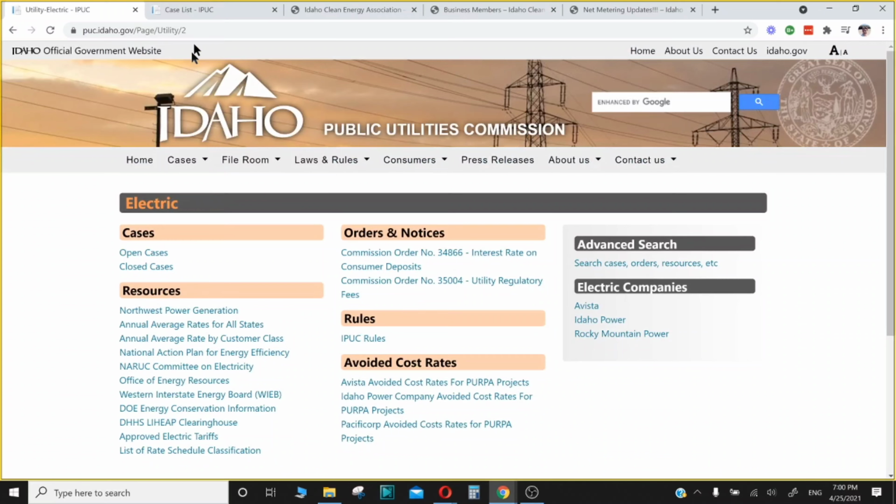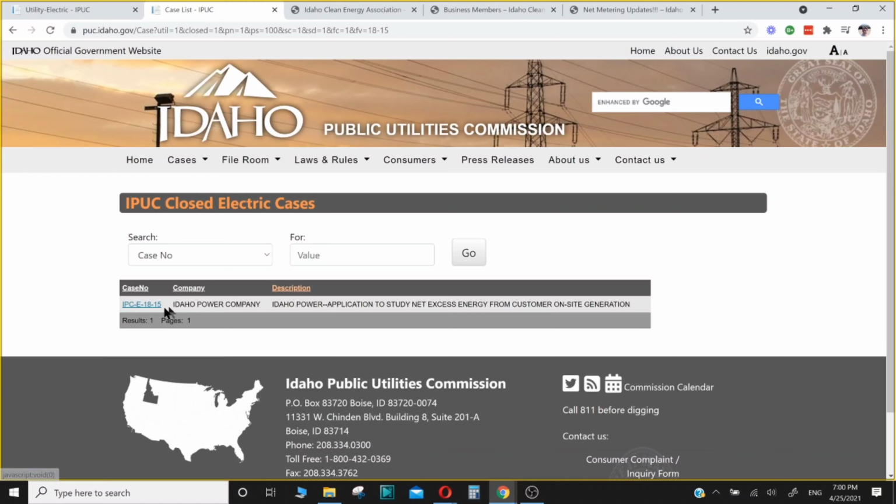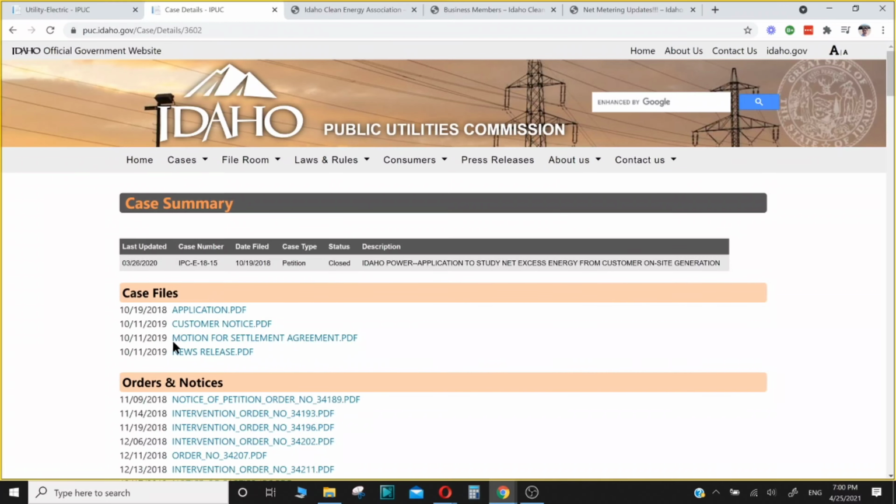And if we go to the search bar, the last solar case for residential was IPC-E-18-15. The application to study net excess energy from customer on-site generation. Basically, Idaho Power wanting to change how solar from customer-owned solar specifically interacts with the grid. So if we go in here to the case, see all the case files started in 2018, the application, a notice to customers a year later in 2019, motion for settlement agreement. That's when things got really interesting, and I'll get into that later.